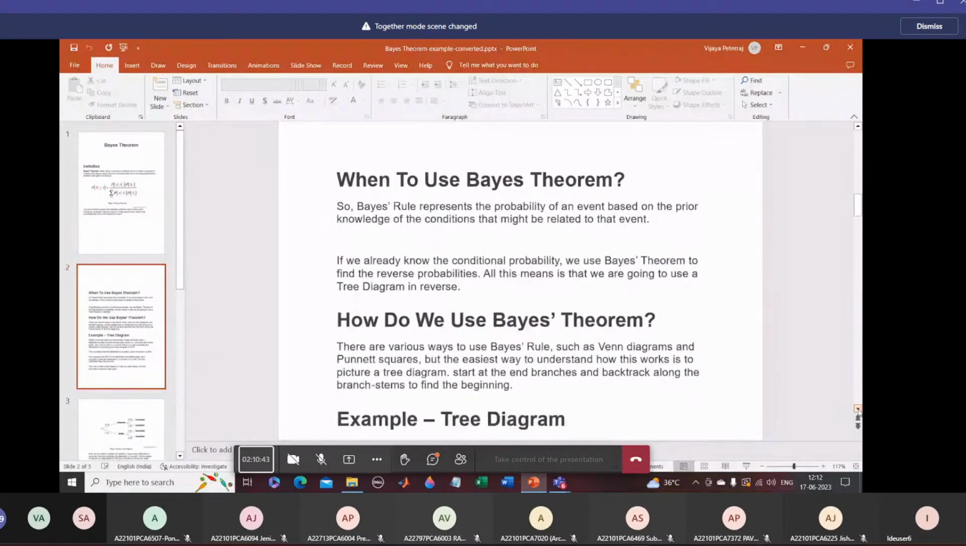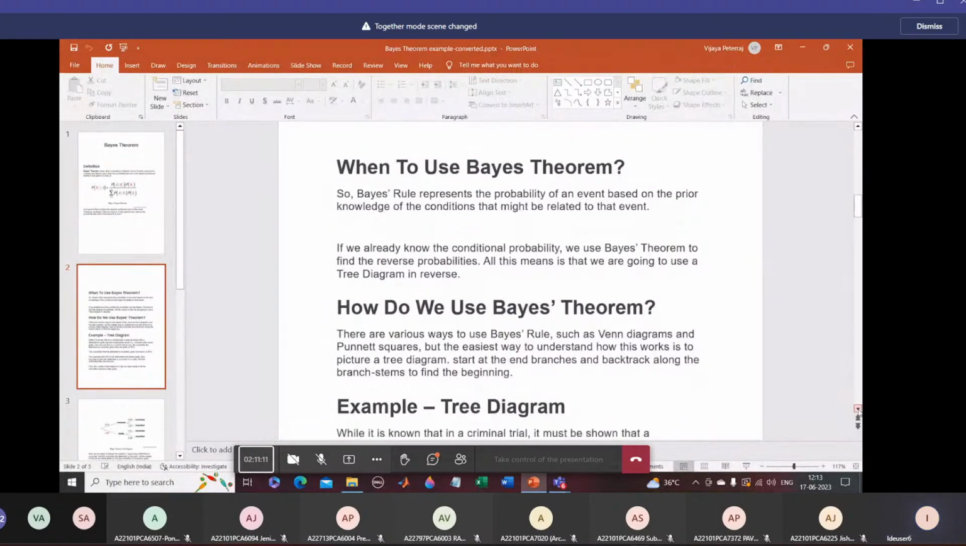So when you are supposed to use this Bayes theorem, it is the probability of an event based on the prior knowledge of the conditions, and the conditions must be related to that particular event. So when you know the conditional probabilities, then you can use the Bayes theorem, and you can find the reverse probabilities. So a tree diagram could be used.